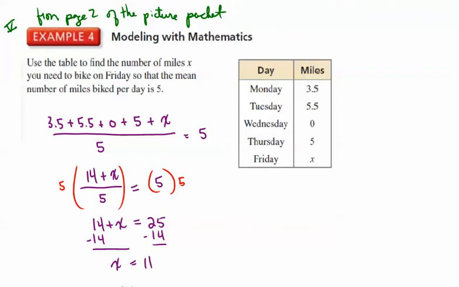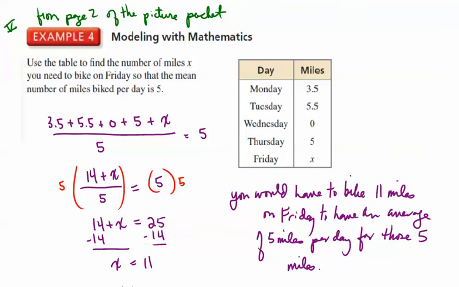Now that makes sense. It's a really big number. It's actually double what you biked on the longest ride of Tuesday. But that's because Wednesday you didn't bike at all. So you have to make up those 5 miles. You have to make up the 5 miles for Friday, and you have to make up a deficit on Monday where you only biked 3.5 miles. So you would have to bike 11 miles on Friday to have an average of 5 miles per day for those 5 days, not 5 miles.